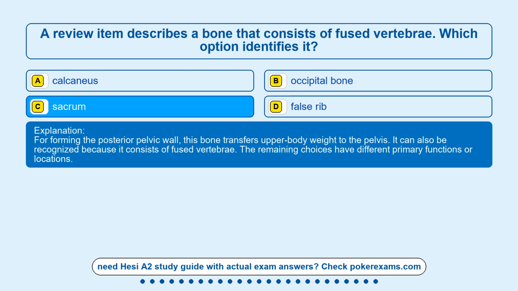For forming the posterior pelvic wall, this bone transfers upper body weight to the pelvis. It can also be recognized because it consists of fused vertebrae. The remaining choices have different primary functions or locations.